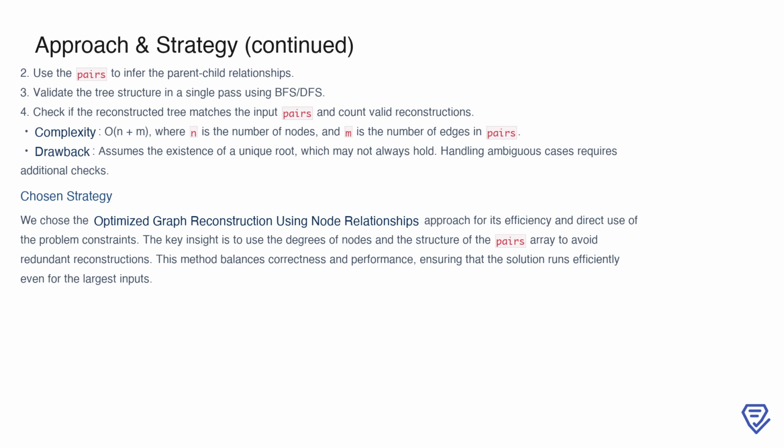The computational complexity of this approach is O(n + m), where n is the number of nodes and m is the number of edges in the pairs. This makes the approach highly efficient compared to earlier methods. However, one limitation is that it assumes the existence of a unique root node. In cases where multiple roots are possible, additional checks are needed to handle such ambiguities. Despite this, the optimized approach strikes a good balance between correctness and performance, making it suitable for solving the problem efficiently even for the largest inputs.